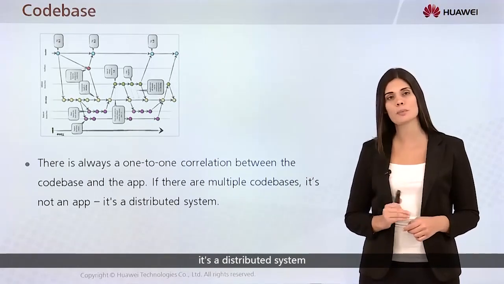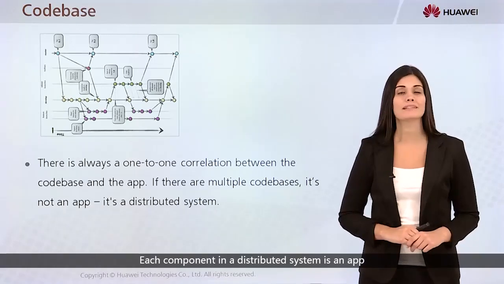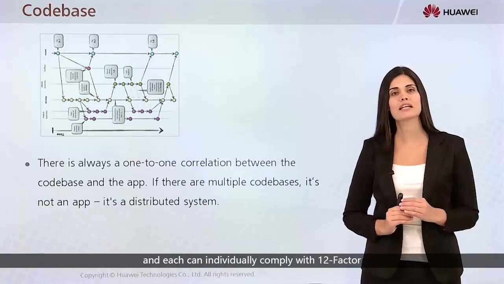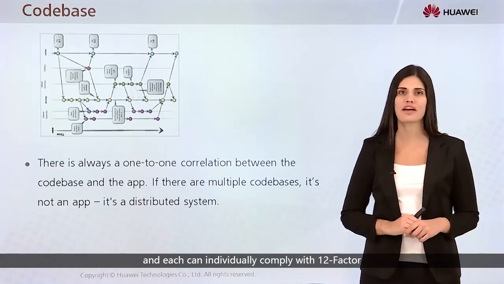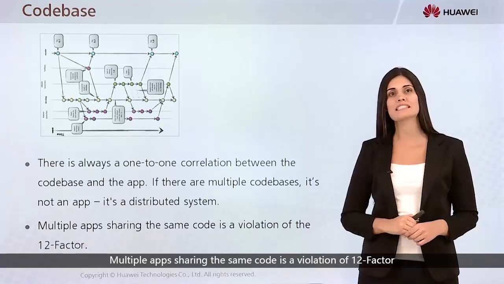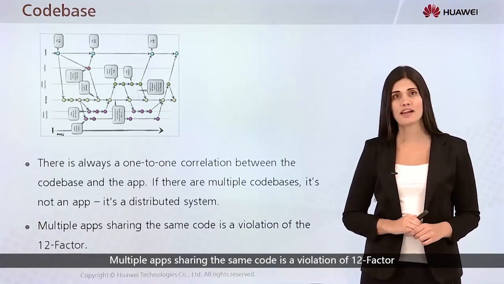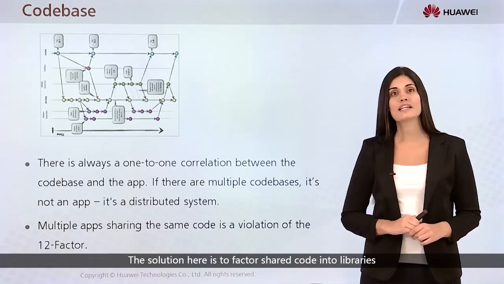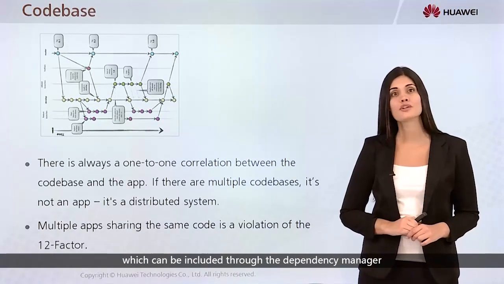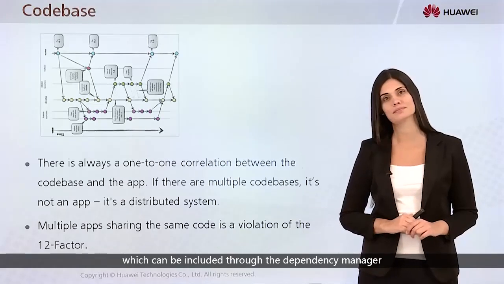If it's a distributed system, each component in a distributed system is an app, and each can individually comply with the 12 factors. Multiple apps sharing the same code is a violation of 12-factor. The solution here is to factor shared code into libraries, which can be included through the dependency manager.